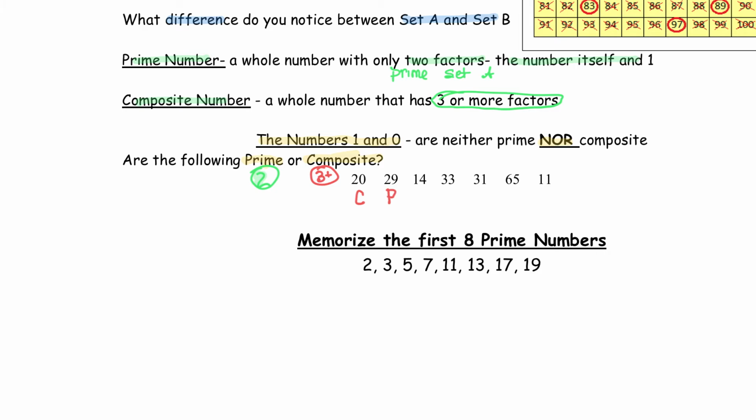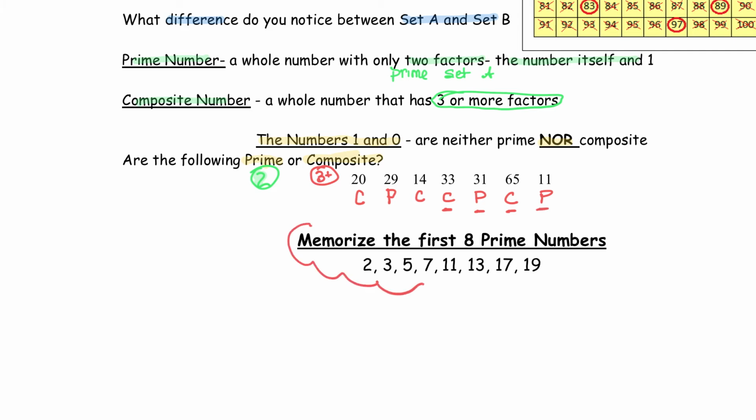So I'd like you to pause the video and go through the next 5 by yourself. Pause the video now. And there you have your answers. Number 14 is composite because it has more than 3. 33 is composite. We have 1, 3, 11, and 33 as our factors. 31 is prime. It's only 1 and 31. 65 is composite, and number 11 is prime.